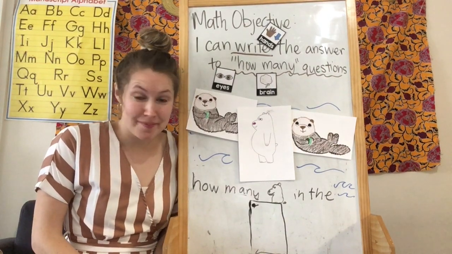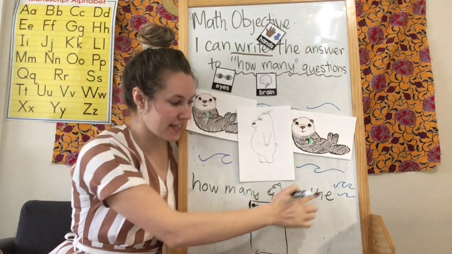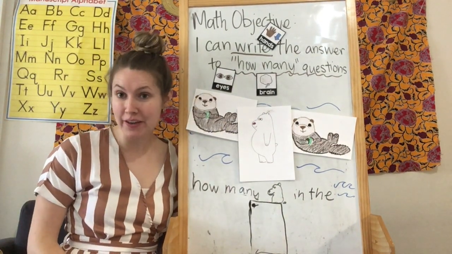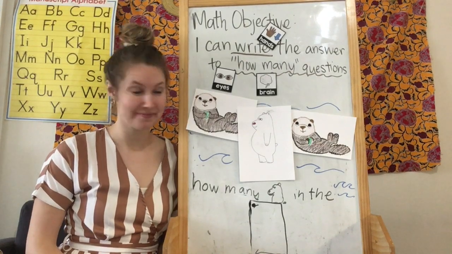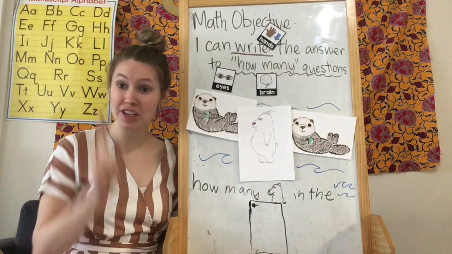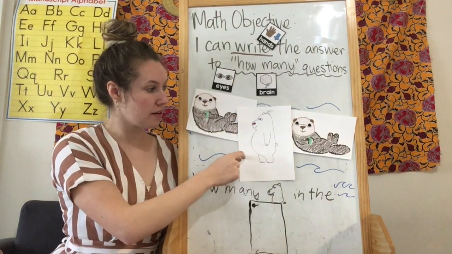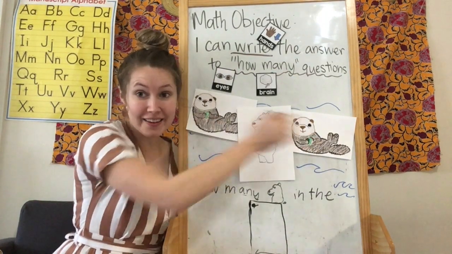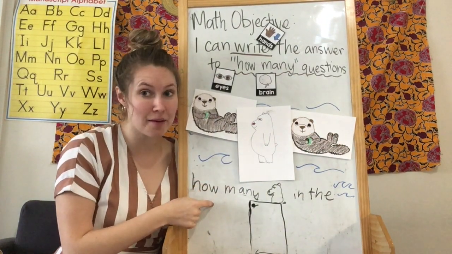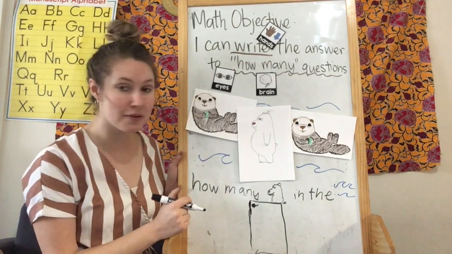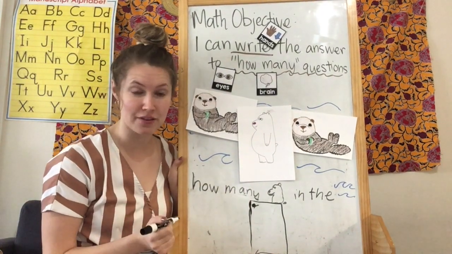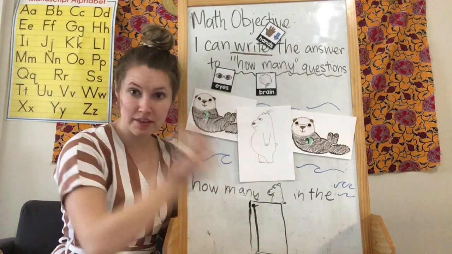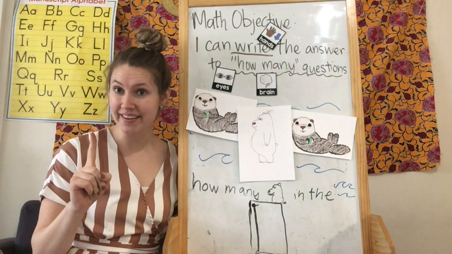Okay, now we have a new problem. How many bears in the ocean? Oh, so now our ocean's getting a little crowded up here. How many bears do we see? Just one. There's one bear. But wait, I see 3 animals up here. But these guys aren't bears. Remember, we have to look carefully at our picture problem. So now I'm going to write my answer of 1 in my answer box. I'm going to start at my dot, and I'm going to make just a straight line down. So there's my answer of 1.